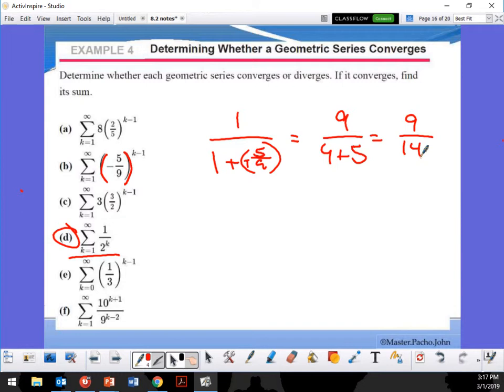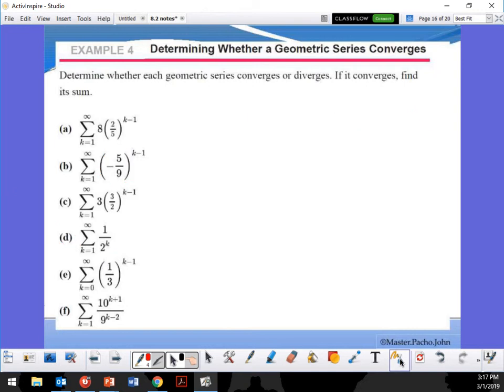All right, so next one. Can I erase? Sure, okay. All right, next one, C. Is my R greater than 1? Yes. So therefore, if it's greater than 1, that means what? It's divergent, so it's not going to converge. Okay, so that one right there should be easy. That one's divergent.